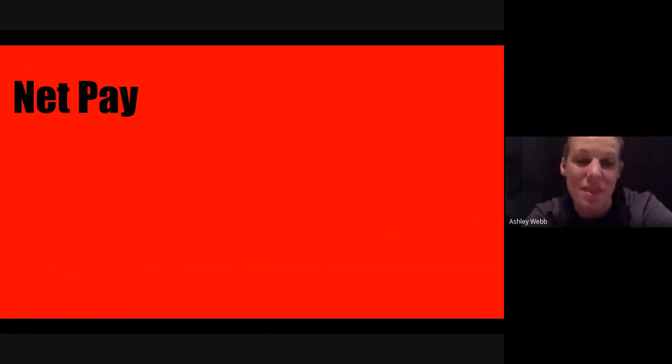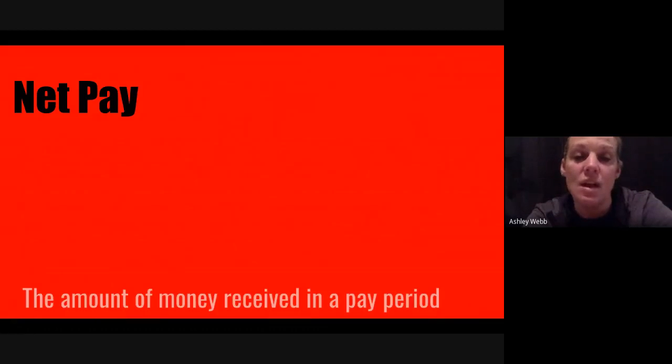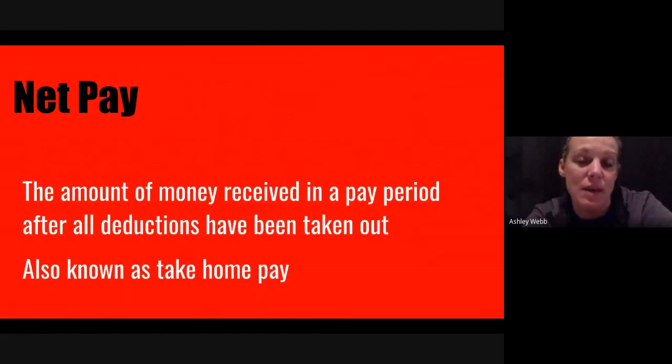Net pay. I alluded to net pay earlier. It's kind of the opposite of gross pay, but it's that pay afterwards, after the deductions are taken out, after taxes are out, after insurance is out, all those things are pulled out. That's what you actually take home, your net pay. So it's that amount of money received in a pay period after all deductions have been taken out.